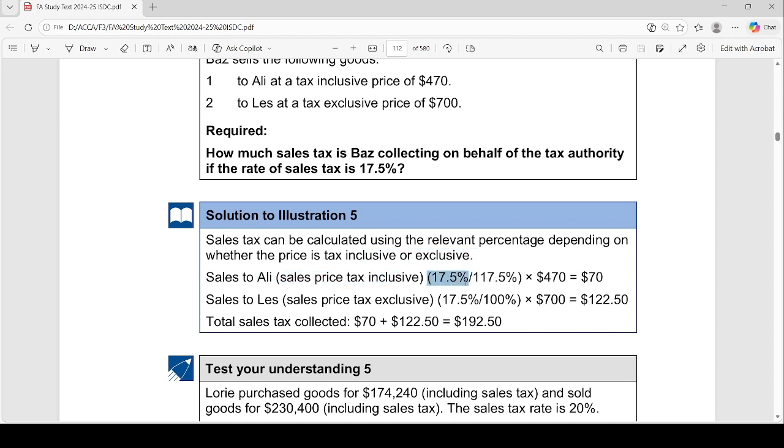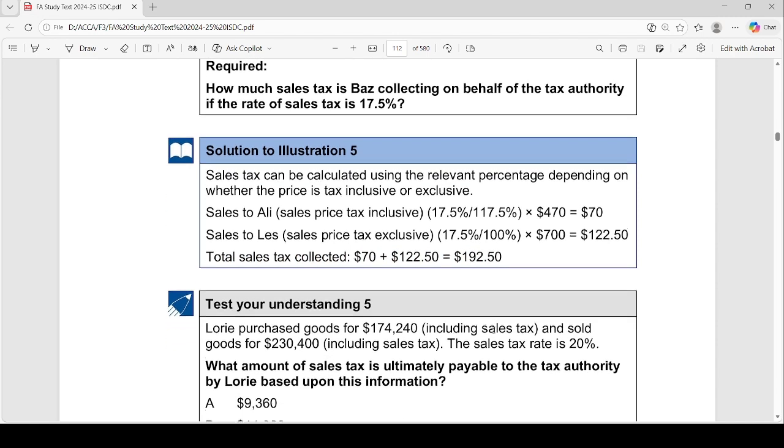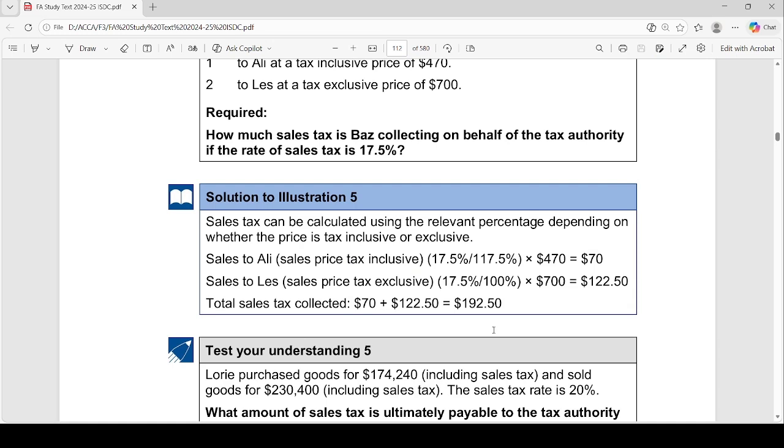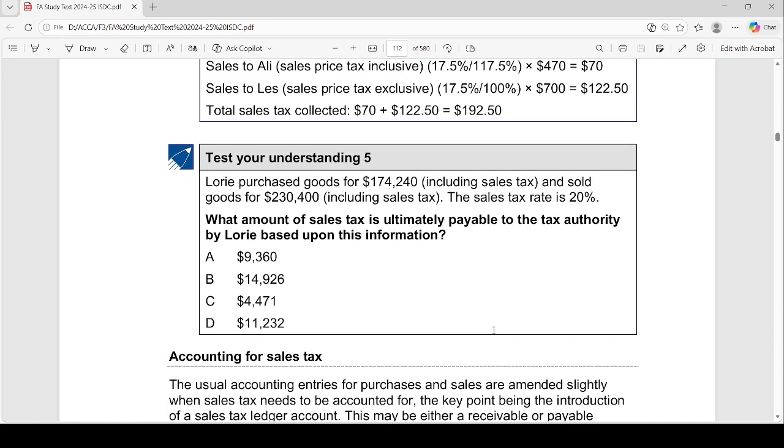How will you calculate? 17.5% is divided by 117.5% and multiplied by 470. And also exclusive: gross amount and net amount, right? Therefore the sales tax rate is divided by 100% and multiplied by the sales amount. This is the total amount collected by the Bas on behalf of the government.